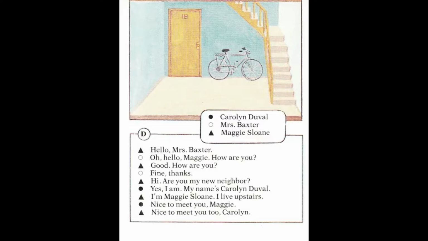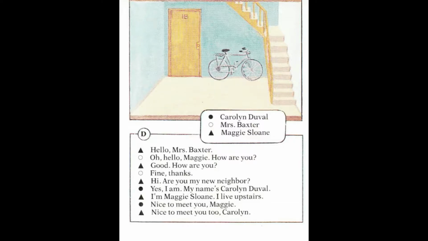Then she says something to Carolyn. "Hi, are you my new neighbor?" What is neighbor? Someone who lives next door to us. Yeah, so that is neighbor, some people who live next to our home or our apartment. Carolyn says, "Yes, I am. My name's Carolyn Duval. I'm Maggie Sloan.